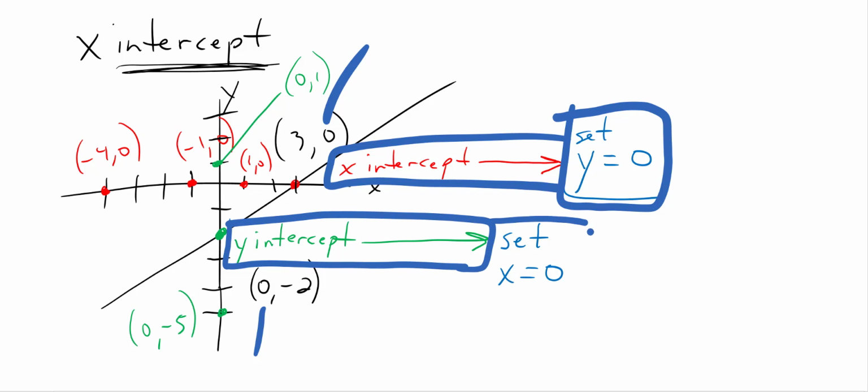Right? And you're going to set x equal to 0. Okay? So very, very important. Set x to 0 when you want to find the y-intercept. Set y to 0 when you want to find the x-intercept. And then what you're going to do is plot those 2 points.